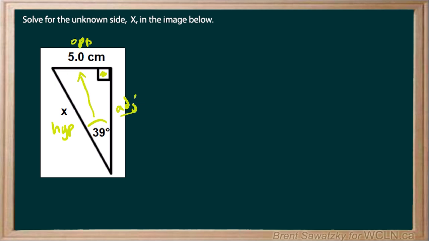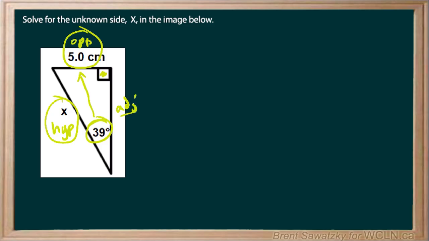All right, and so from there, let's pick a ratio. Well, our unknown is our hypotenuse. We want to include that because that's what we're solving for. And we don't want any more unknowns. We need only one unknown. So we'll use our opposite, which we know, and we'll use our angle, which we know.